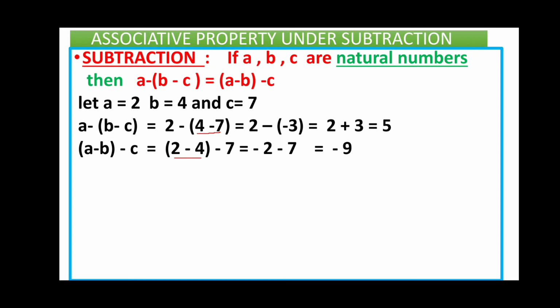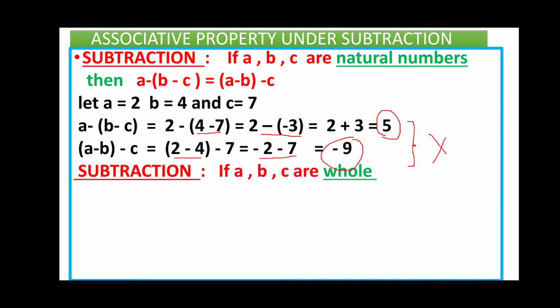So now if you observe the values for (A − B) − C and A − (B − C) are different. For one we got 5 and the other one we got −9, which is not at all equal. That means it doesn't satisfy our condition. So, associative property of natural numbers under subtraction is not satisfied.